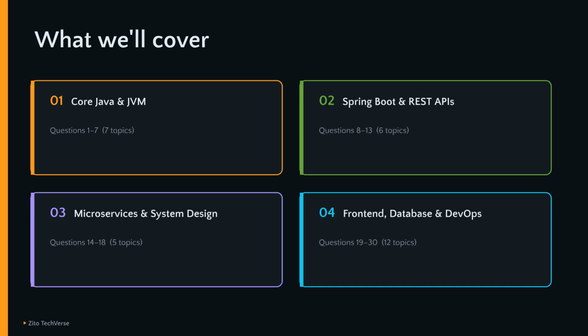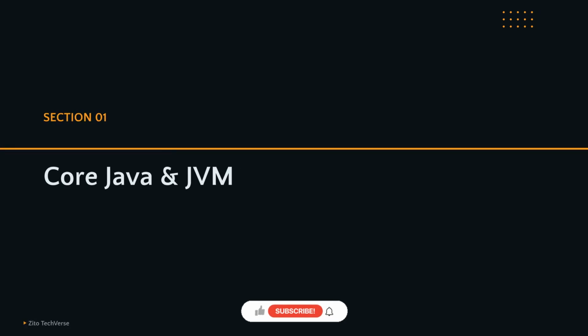We'll start with core Java and the JVM, move into Spring Boot and REST APIs, explore microservices and system design, and wrap up with front-end, database, and DevOps topics. Let's start with Section 1, Core Java and the JVM.